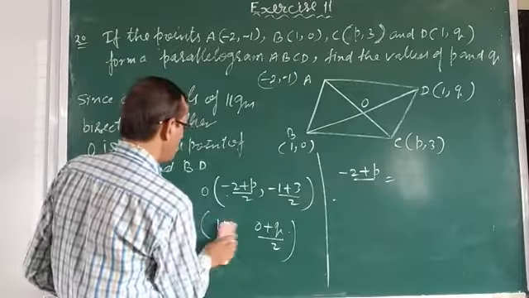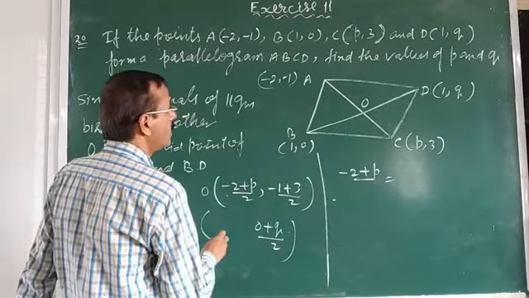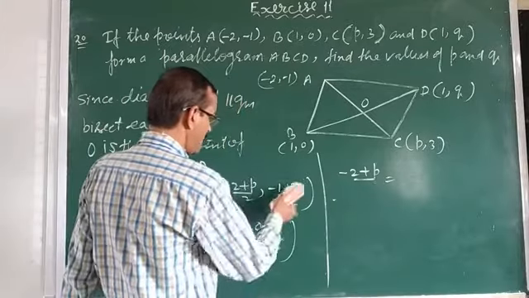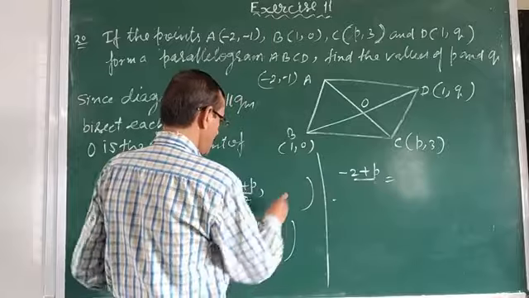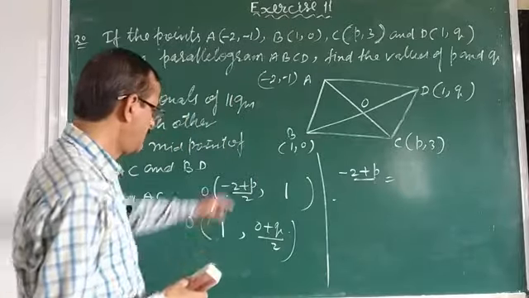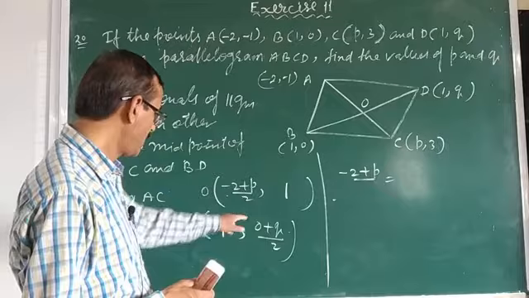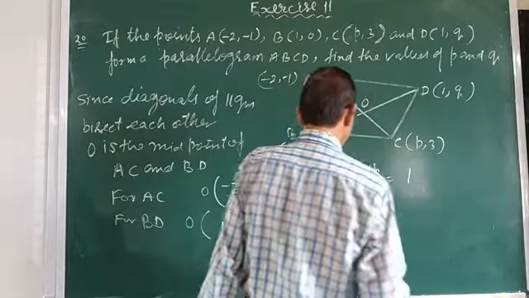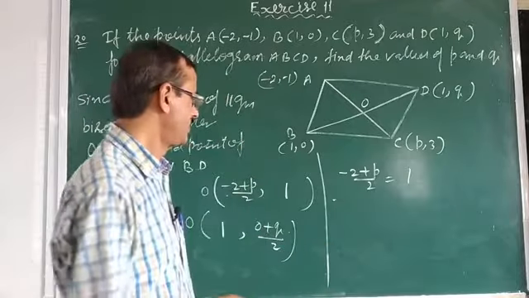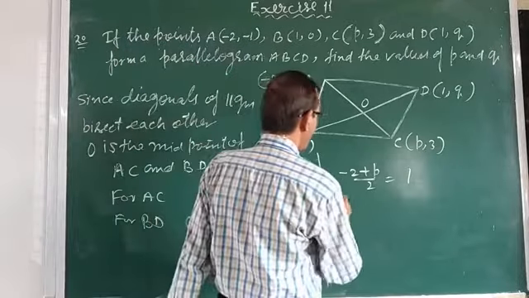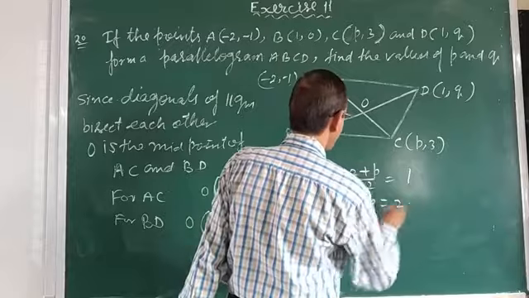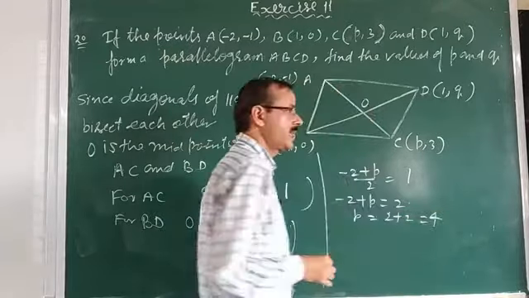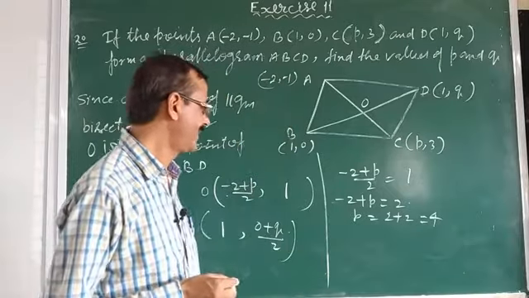Here what will be here? 2/2 means that 1, and here if you simplify, 3 minus 1, 2/2, here also will be 1. So let's check that. 2 minus 2 plus p upon 2 is equal to 1. Where was the fault? That is equal to 1. Oh, that was correct. So -2 plus p is equal to 2, p is equal to 2 plus 2, 4. That was correct. It was my silly fault.